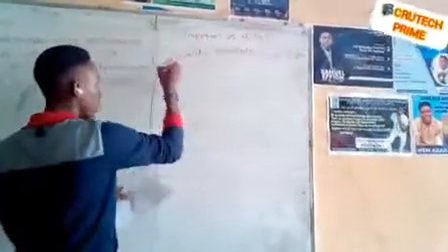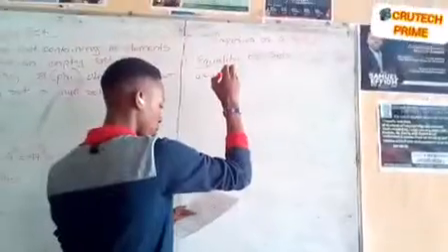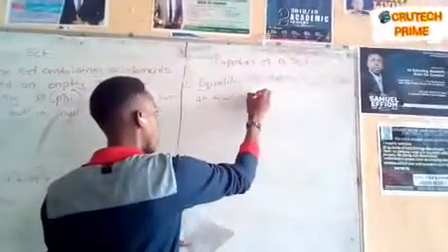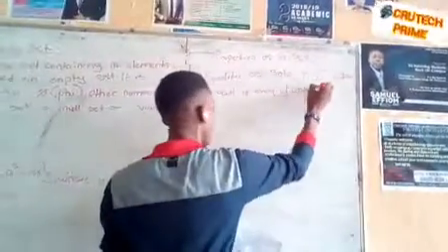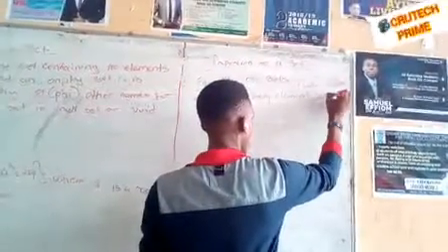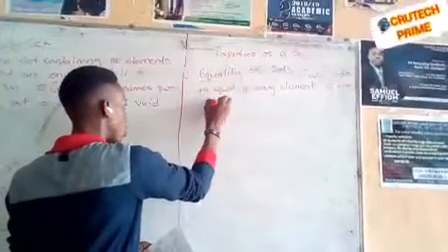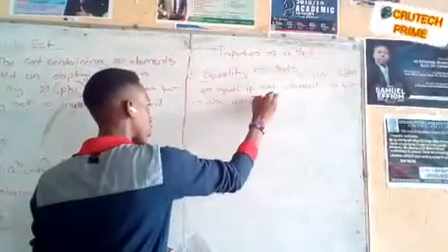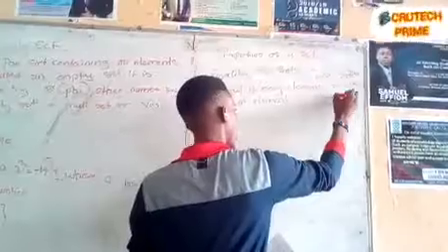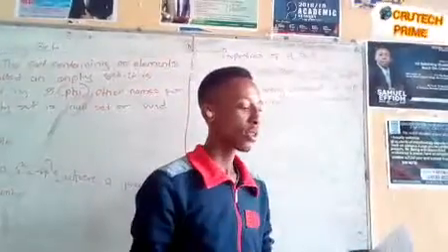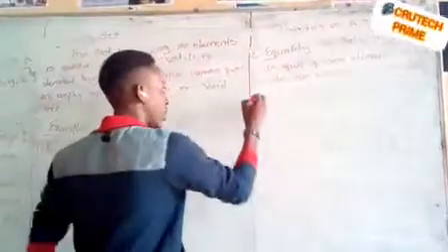Two sets are equal if every element of one is also an element of the other. Now there are some key notes you have to take. I'll give you two notes concerning equality of sets. Let's write them.